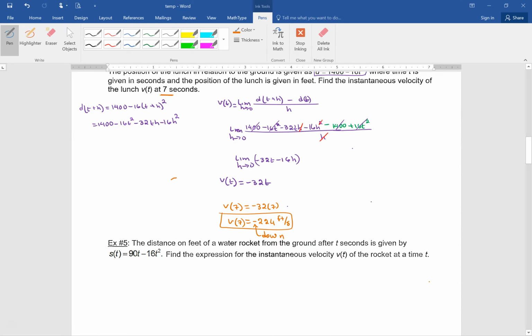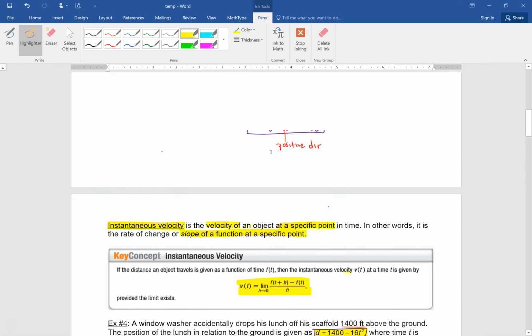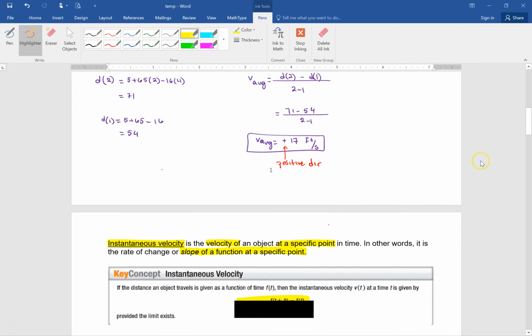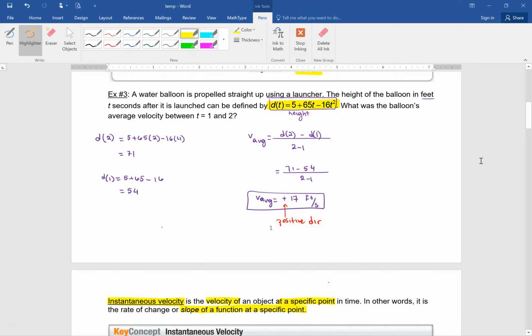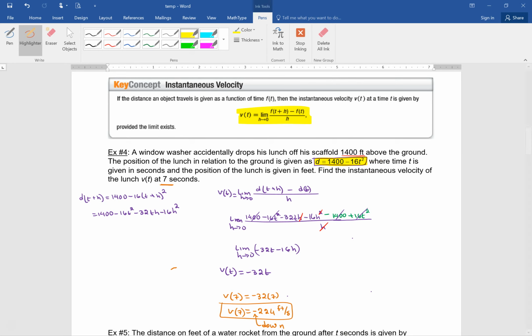Now, if you look at this equation, this was when the lunch was just falling straight down, right? Do you see how that equation looks? And this is when something was shot straight up. What do you notice? Is there anything in common between the two? Negative 16t squared appears here. Negative 16t squared appears here.